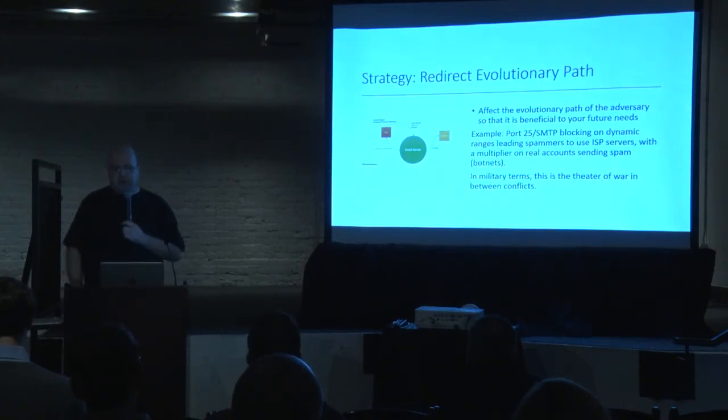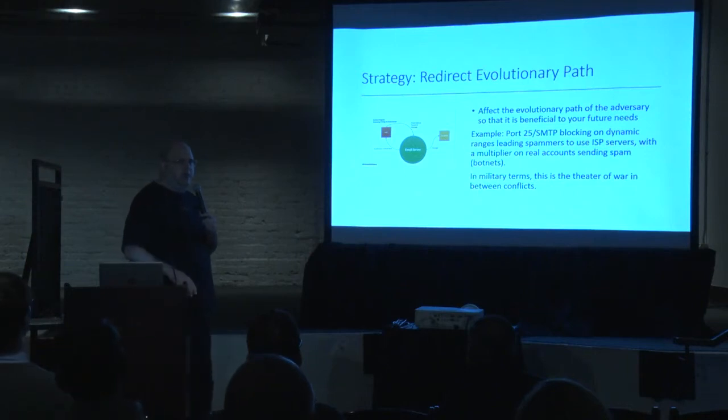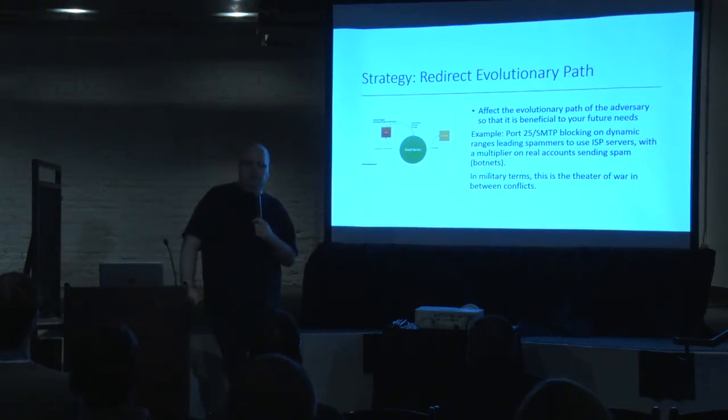Another strategy is redirecting the evolutionary path. You can do something to try and get them to do something else. I remember in 2007, network operators were all talking about port 25 outgoing on dynamic ranges. Why should anybody at their home be able to start their own mail server and send out spam? And surprisingly, port 25 on dynamic ranges for many ISPs around the world was blocked.